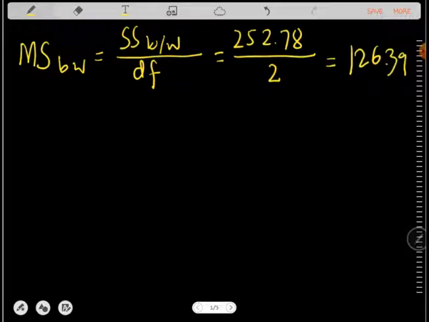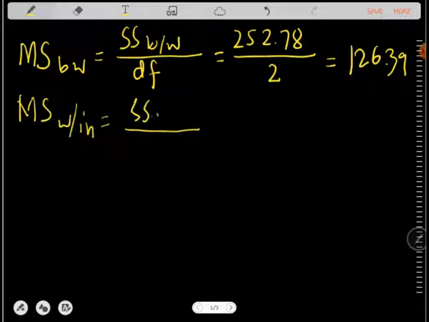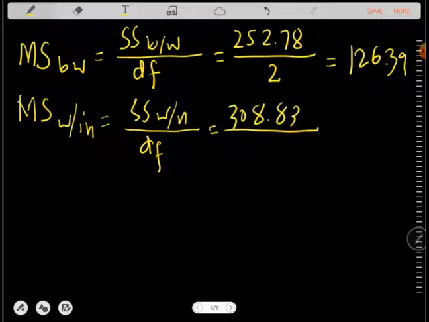Okay, next is kunin naman natin yung mean of the square within. So, dito naman, ang ilalagay naman natin, yung SS within naman, over yung DF naman dito ay yung horizontal. So, that is equals to 308.83 over 15. So, that is equals to 20.59.